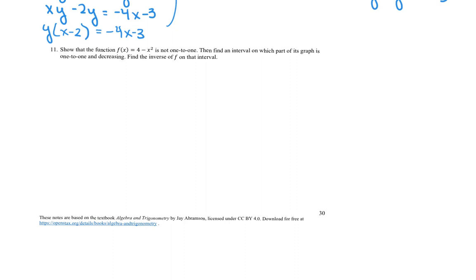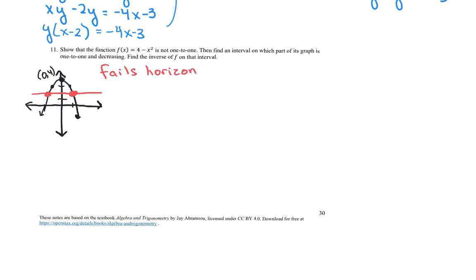In number 11, we're first asked to show that 4 minus x squared is not 1-to-1. So I think what I'm going to do here is graph this and show that it's going to fail the horizontal line test. So when I plot this, I'll have a parabola, and we can show that this fails the horizontal line test because it touches the graph in more than one place. So it is not 1-to-1.